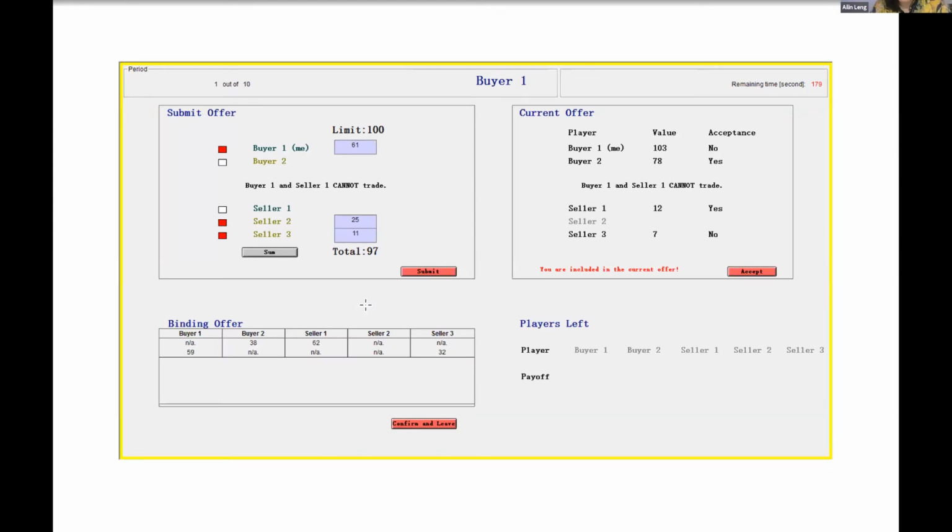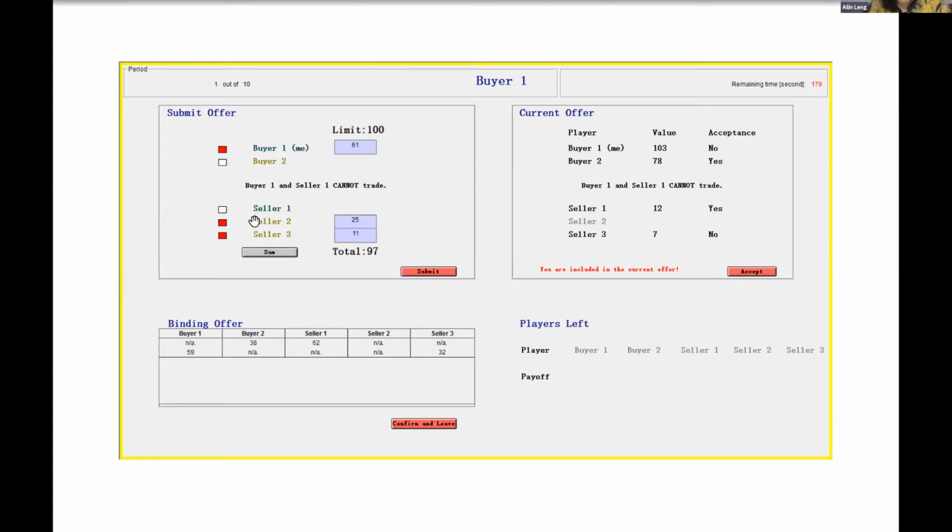I'm going to explain my proposed procedure with a screenshot of my program's user interface. It's divided into 3 parts. At any point in time, a player can submit an offer, accept an offer, confirm their payoff in the binding offer, and leave the game. So first, let's look at the offer submitting box.